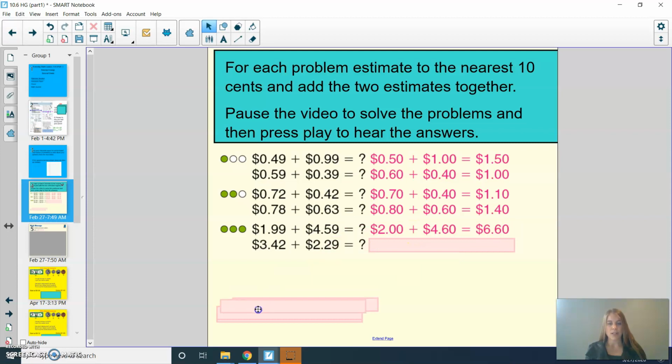$1.99 plus $4.59, I would round that to $2 plus $4.60 equals $6.60. $3.42 plus $2.29, I would round that to $3.40 plus $2.30, which equals $5.70.